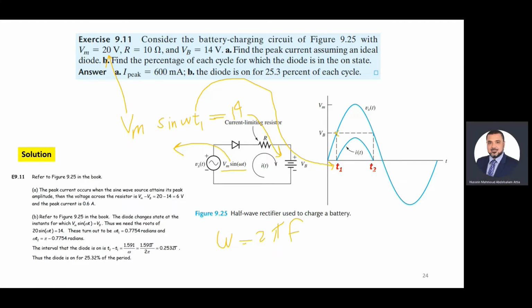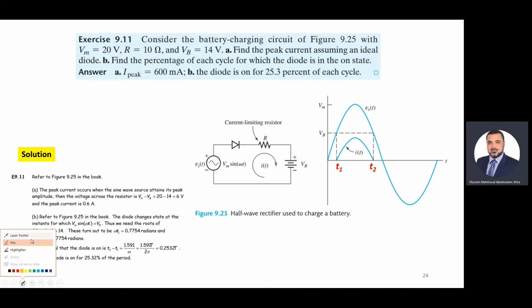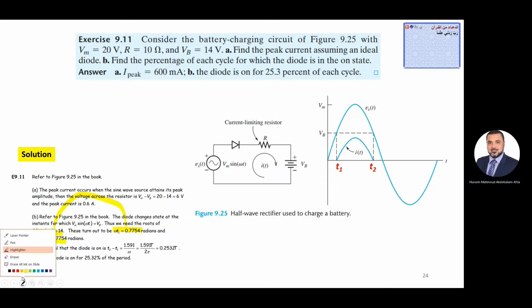What about T2? What was the time T2? Any idea what is the time T2? Time T2 will be simply omega T2. Omega T2 will equal pi minus this value. Let me look at this equation here. This is the first equation I have said. So from this equation, it is clear that omega T1 will be 0.7754. Then omega T2 will be pi minus this value.